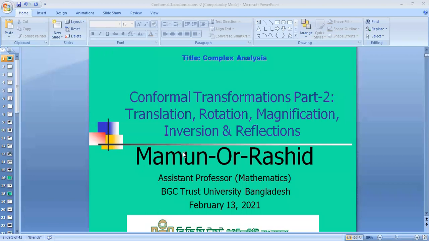Okay, now we will start the second part of conformal transformations, which includes translation, rotation, magnification, inversion, and reflections. Actually, when we transform a function with conformal transformations, these key words, translation, rotation, magnification, inversion, and reflections, are freely used for the conformal transformations.